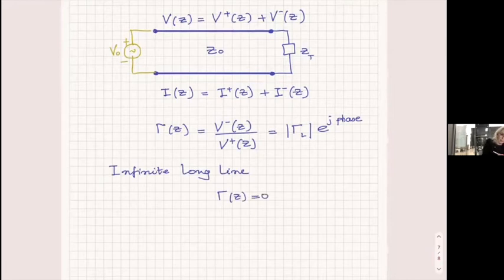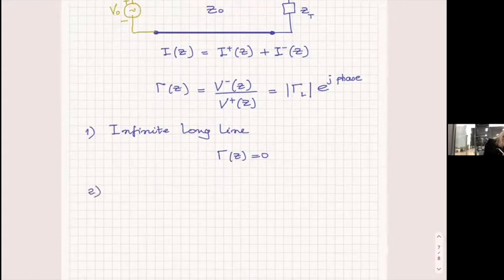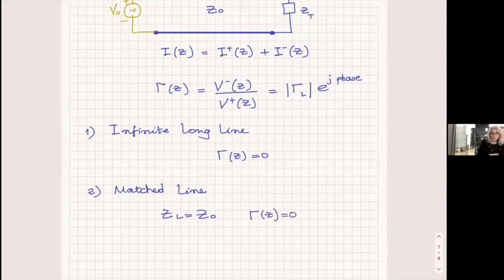The same thing applies if I have a load which is equal to the characteristic impedance. So if I have what I call a matched line, that means that the load is equal to the characteristic impedance, then gamma at any point on the line is zero, okay? So the two are identical. If I have a zero reflection, then the power that is provided by the source is the incident power. It goes, and eventually it is absorbed, all right?